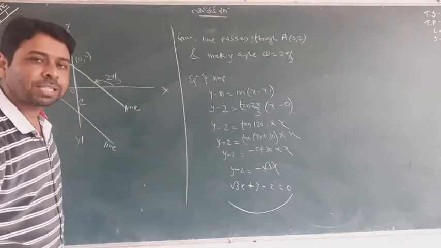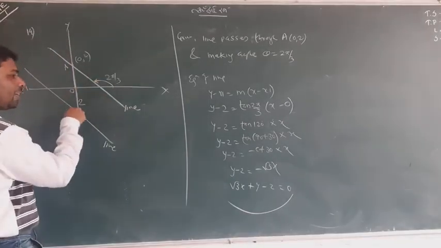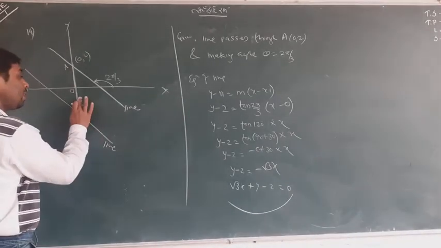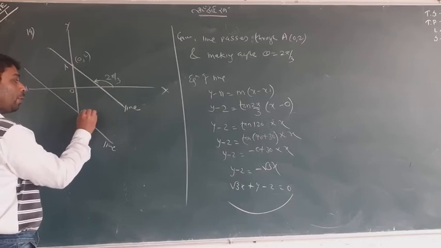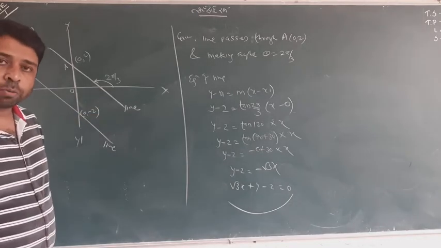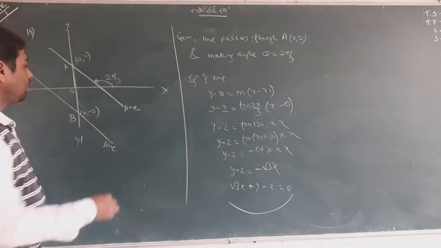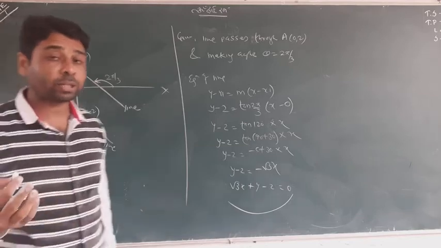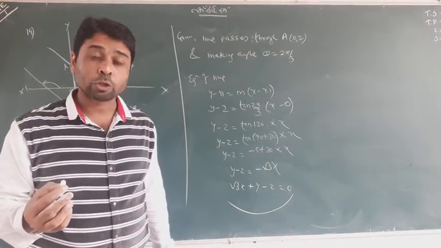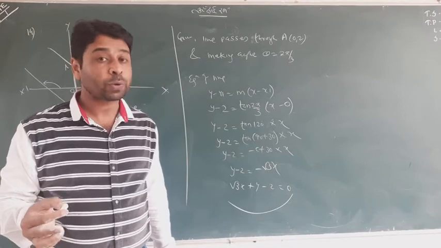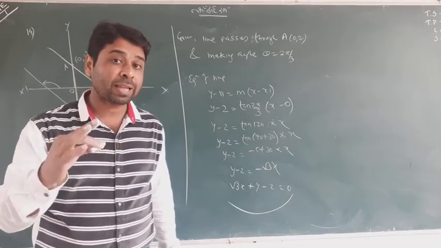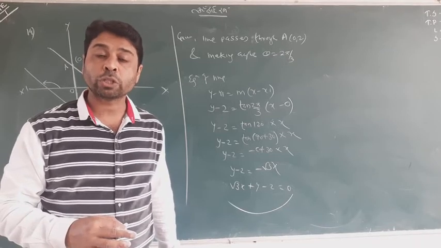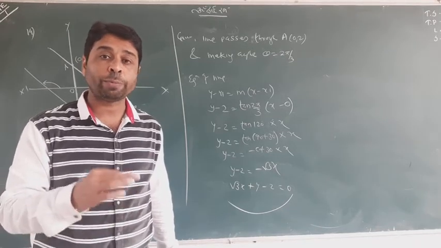Definitely, we can do this question in two ways. We can say that c is equal to minus 2 and use y equal to mx plus c. Or, since this is below the origin, this point will be (0, minus 2). This is point B, and the angle is the same, 2 pi by 3, because the lines are parallel. I taught you that when lines are parallel, slopes are equal, m1 equal to m2. When lines are perpendicular, the multiplication of the slopes is equal to minus 1, m1 into m2 equal to minus 1.